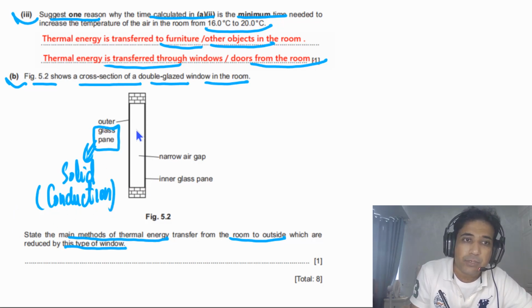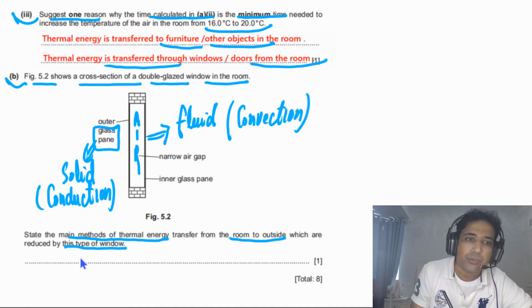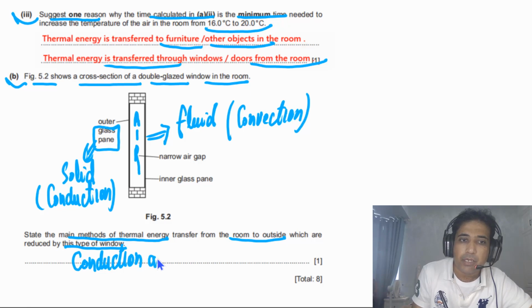And it is given to us, we have air inside this one. And air is fluid. In fluids, thermal energy mainly is transferred by convection. So we can write down convection. So these points you need to understand. So here we need to write down simply conduction and convection. So these points we have to write down for the answer of this question.